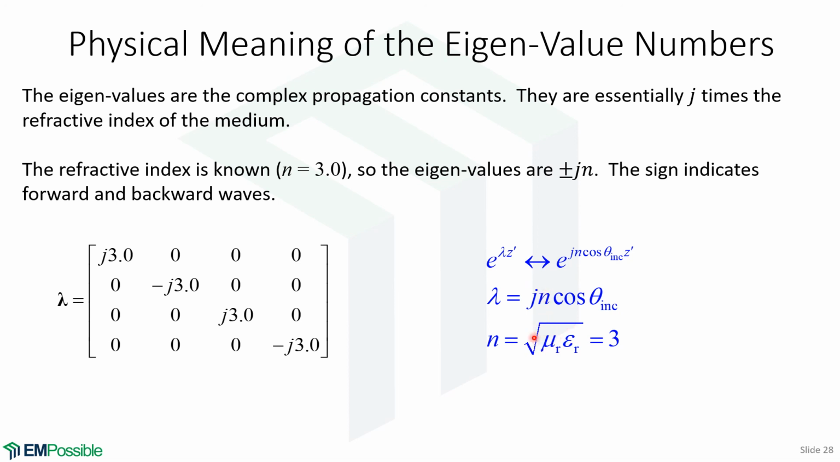Well, if we calculate the refractive index of our layers, it's 3, right? 1 times 9, that's 9, and then of course the square root of that gives us 3. And that's what we see. We see 3s over here. So those eigenvalues in this context of transfer matrix method is really the effective index of the wave in the medium. And of course, if there's an angle of incidence, that would change a little bit. And there's also this j in there. But that's the physical meaning of the eigenvalue numbers. It's essentially our refractive index.